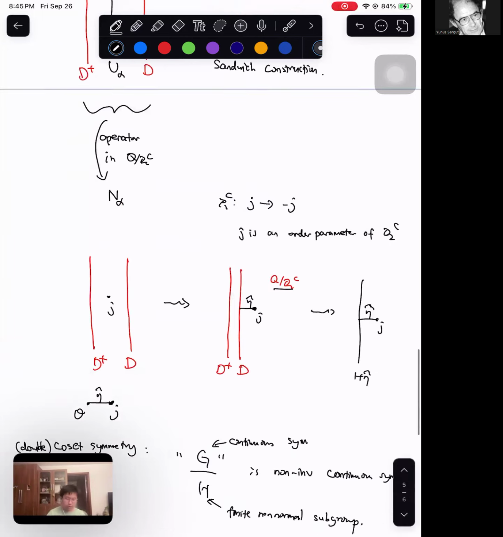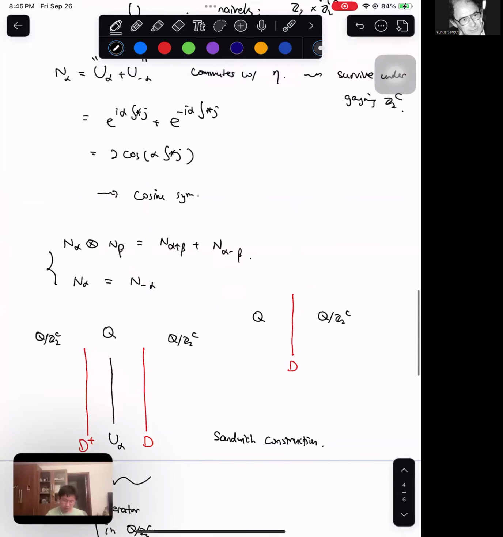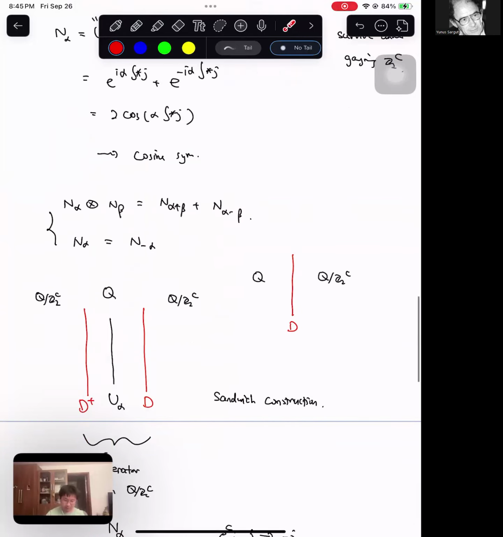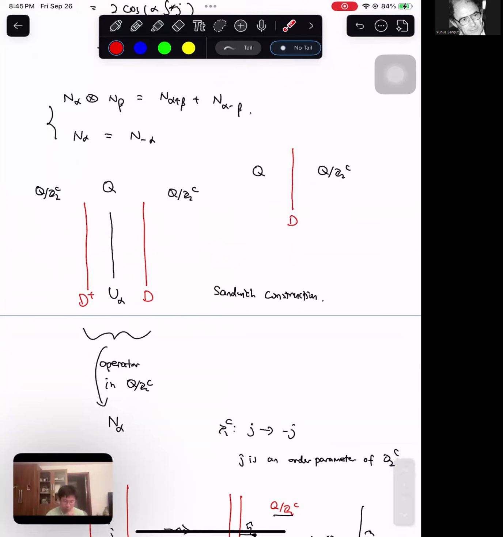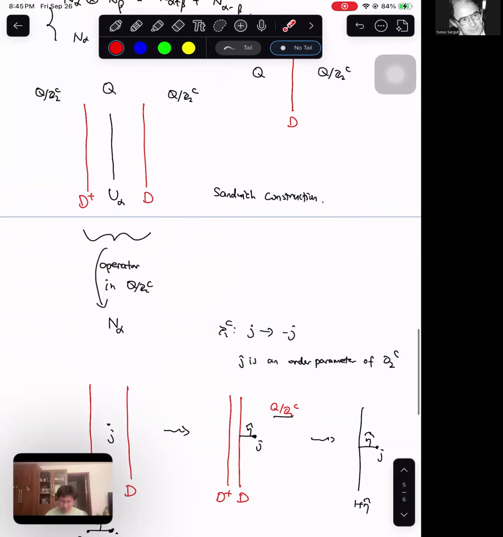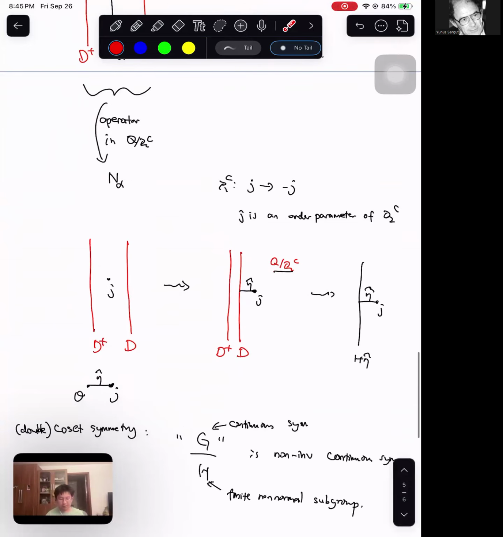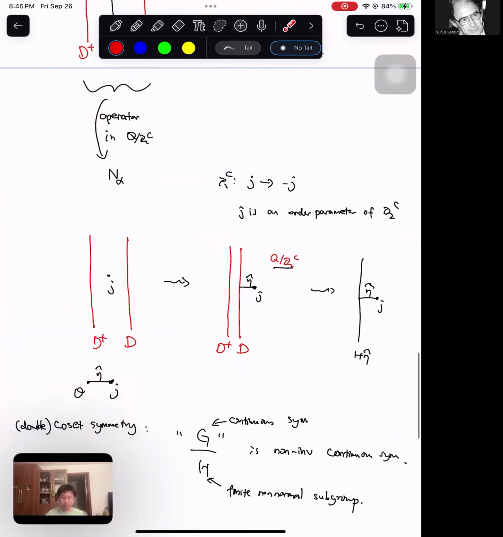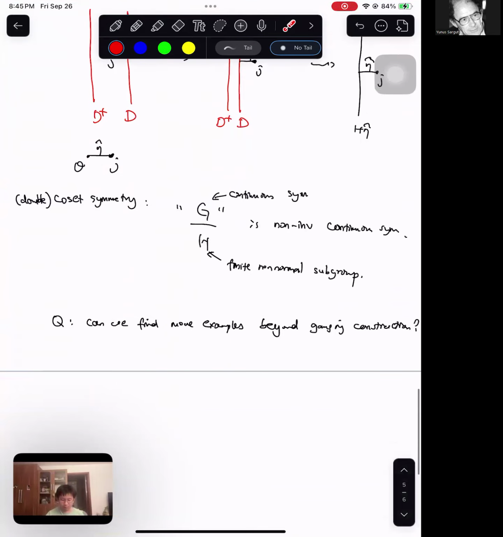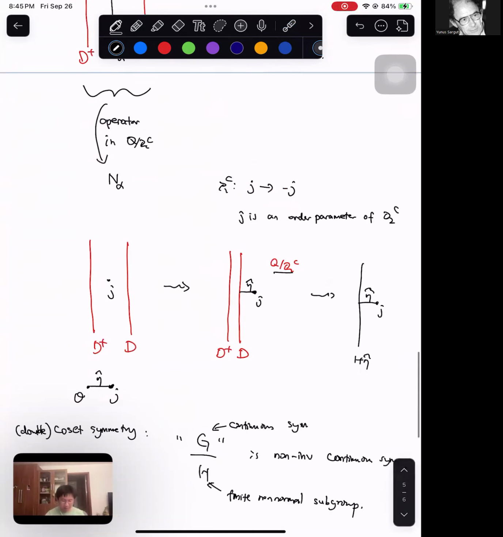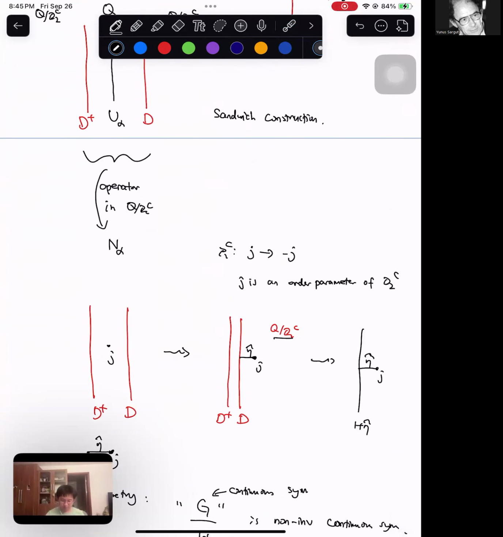And also earlier on, we see that in this cosine symmetry example, you have a non-invertible symmetry N alpha, and at the same time you have a non-local current. But do they appear together just because it's a coincidence?